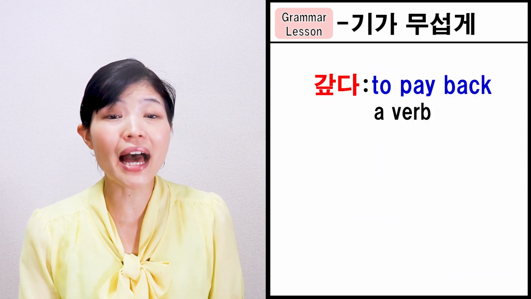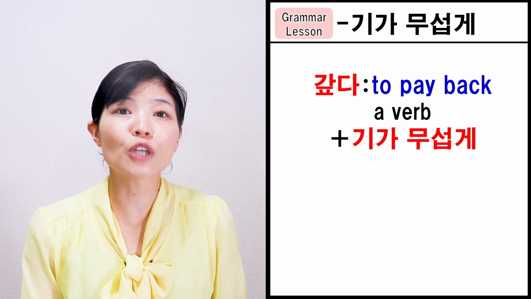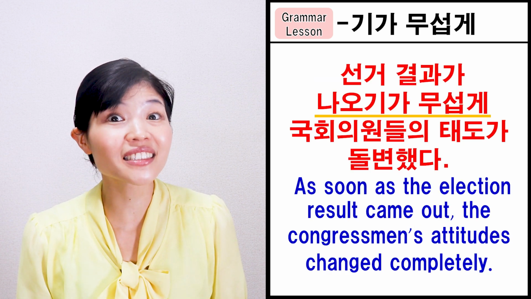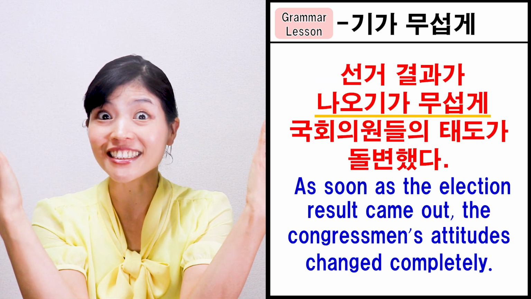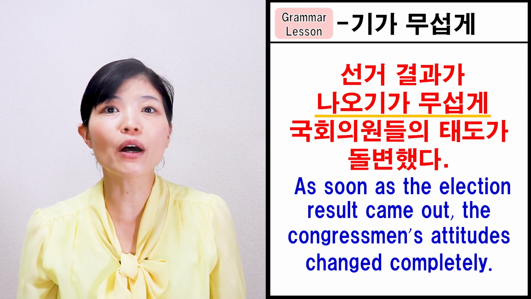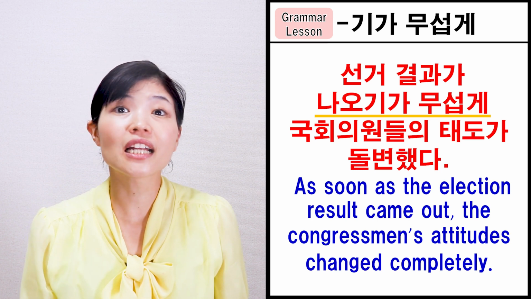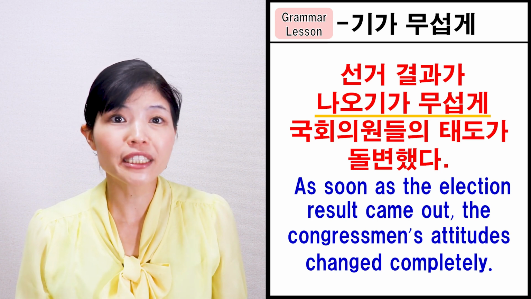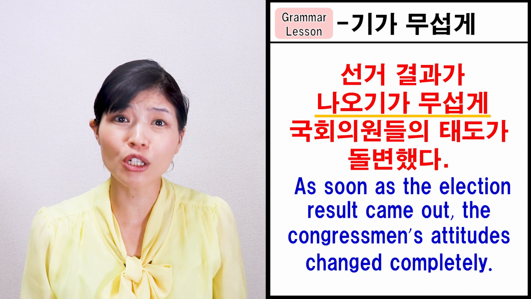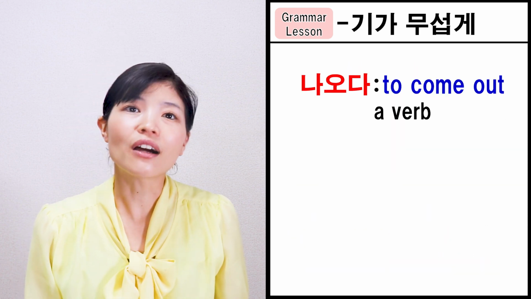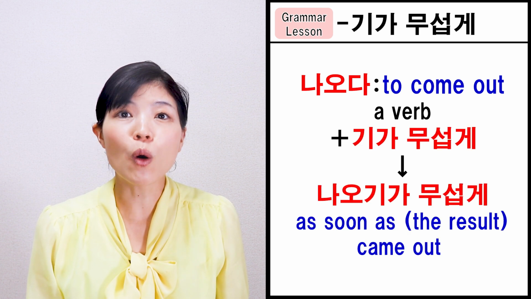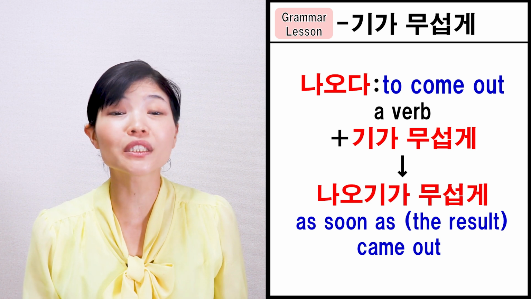Here, 갚다 to pay back is a verb. So you add 기가 무섭게 to make 갚기가 무섭게 as soon as she pays back. Let's see the next sentence to see the immediate change. 선거 결과가 나오기가 무섭게 국회의원들의 태도가 덜 변했다. As soon as the election results came out, the congressman's attitudes changed completely. For a congressman, the election result is very, very important, right? Here, 나오다 to come out is a verb. So you add 기가 무섭게 to make 나오기가 무섭게 as soon as the result came out.